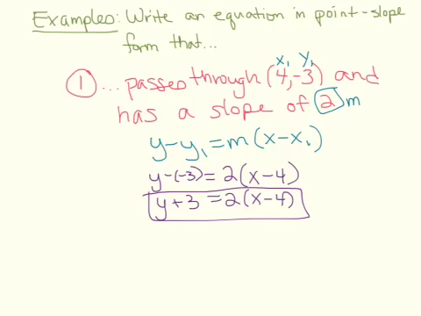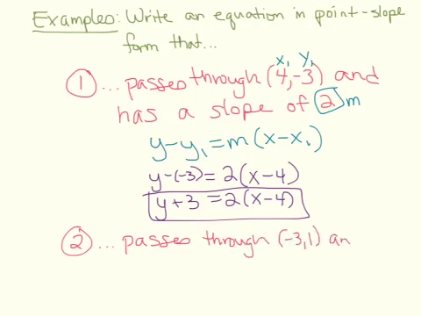Now I want you to do one on your own. For this one, write an equation in point-slope form that passes through the point (-3, 1) and has a slope of -1/4. Go ahead, pause, and try this problem.